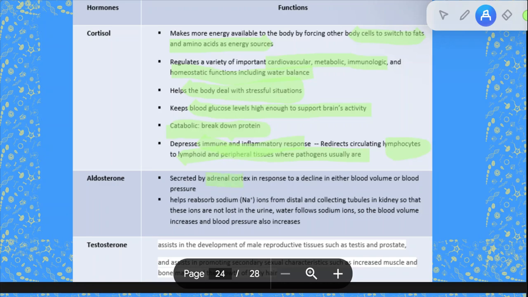ये adrenal cortex से release होता है in response to decline in either blood volume or blood pressure. And it helps reabsorb sodium ions from the distal and collecting tubes in the kidney so that these ions are not lost in the urine. These are important ions, they cannot be excreted out of the body, so they are reabsorbed. And the water follows sodium ions, so the blood volume increases and the blood pressure also increases.